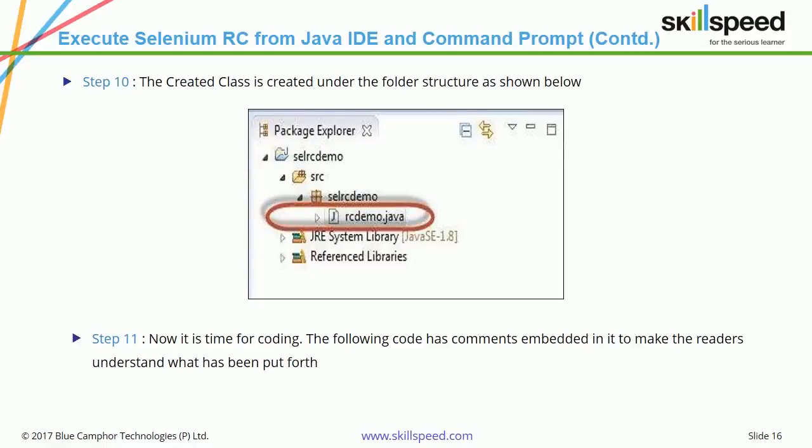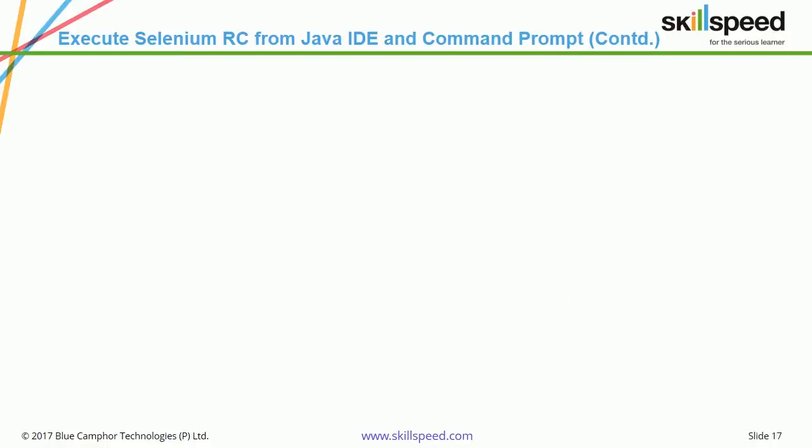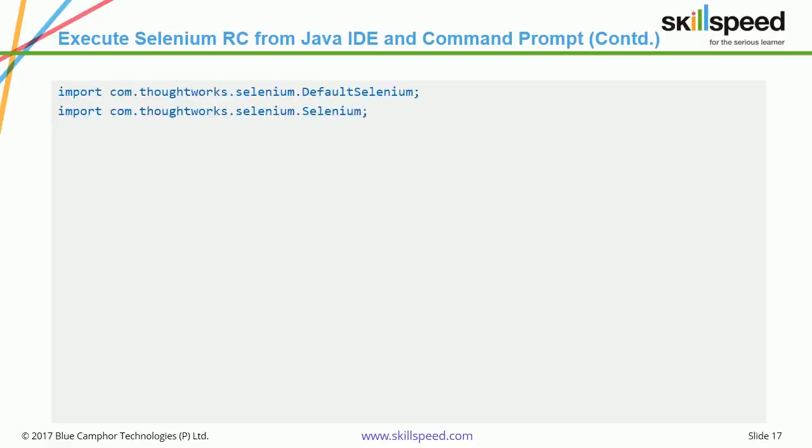In step number 11, which is a step where we do the coding, we can see an example of how to write a Selenium RC script, and there are a lot of comments that are embedded in the script.